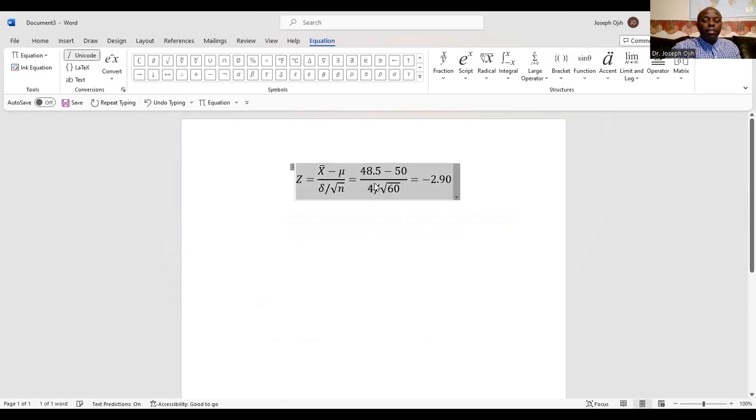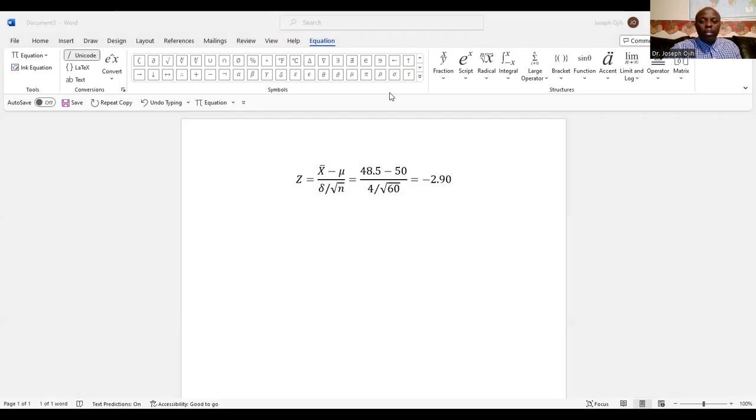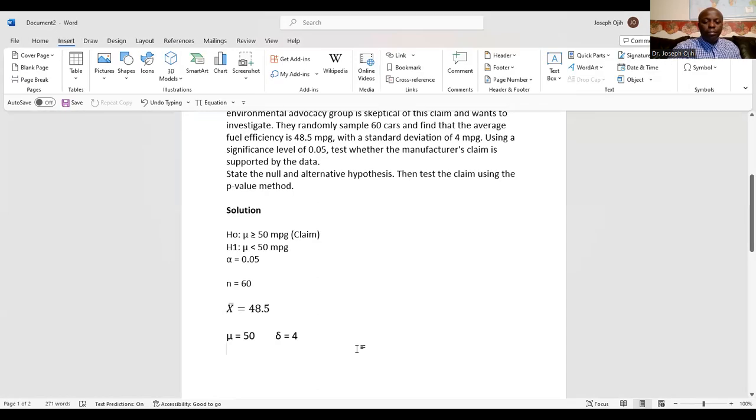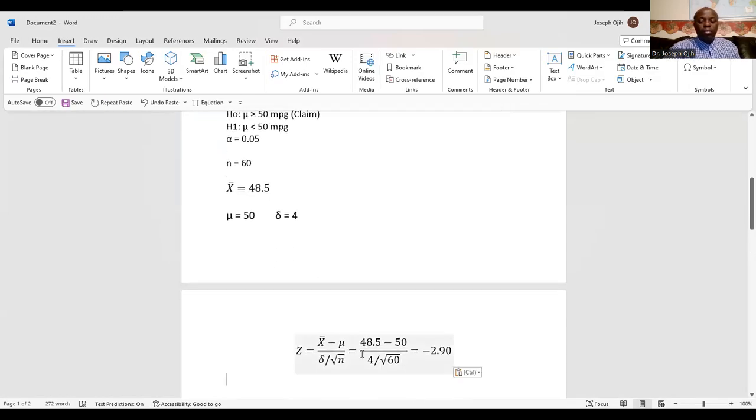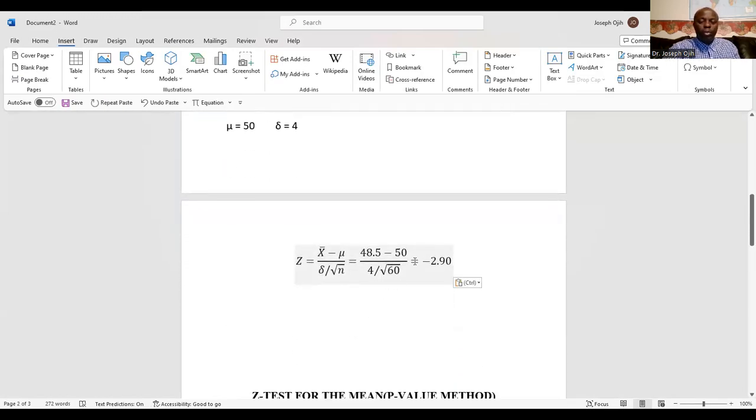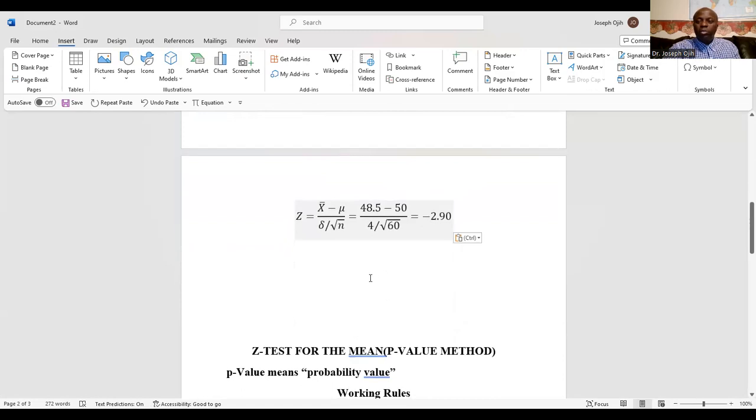Then copy it to our main workbook. We're almost done. This is just a very simple thing. I'm sure you are following along. This is our result, negative 2.90. Now we're ready to find the p-value.